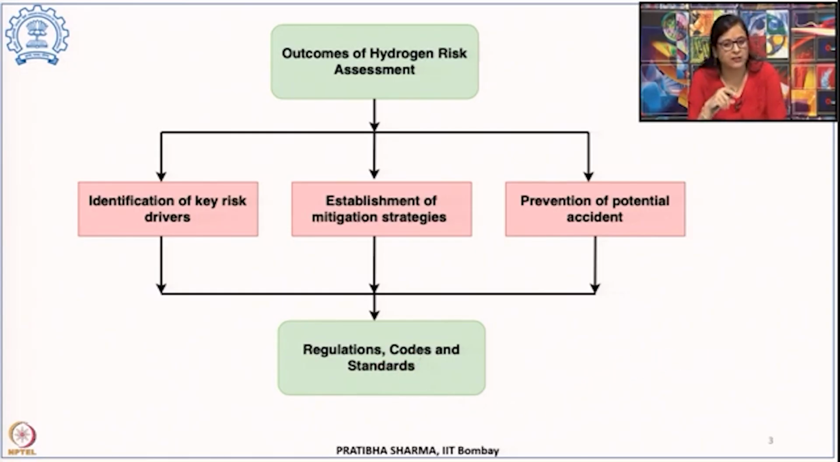Based on both the preventive as well as the protective measures, that forms the basis of regulation codes and standards, and that can be used to reduce the chances of leakage of hydrogen, or to reduce the impact of any hydrogen related accident, to reduce the frequency of occurrence of such accidents. Now the outcomes of hydrogen risk assessment can be utilized so as to operate the different hydrogen systems, so as to do a failure analysis of the different related hydrogen technologies or systems.